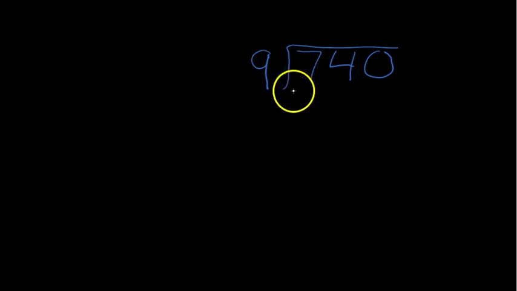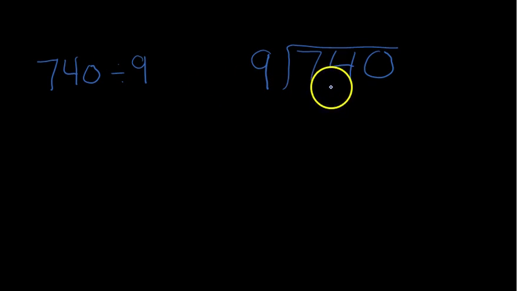So first I'm going to take 740 and divide it by 9. What you might see that written as is 740 divided by 9. I have my dividend, which is the number I start with, my divisor, which is the number I'm dividing by, and then my quotient goes up top.